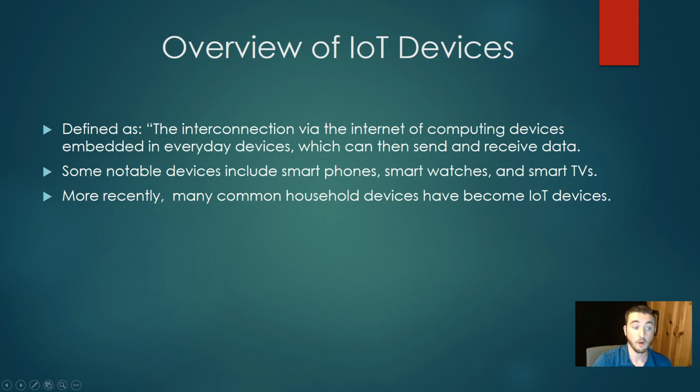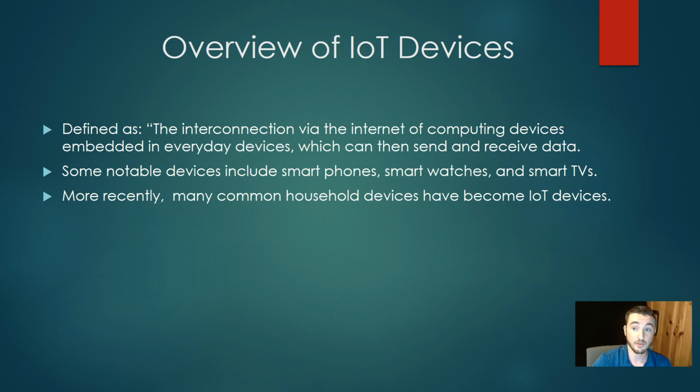First, an overview of IoT devices. The largely accepted definition of the Internet of Things, or IoT, is the interconnection via the Internet of computing devices embedded into everyday devices, which can then send and receive data. Almost any everyday device that can connect to the Internet can be considered an IoT device.